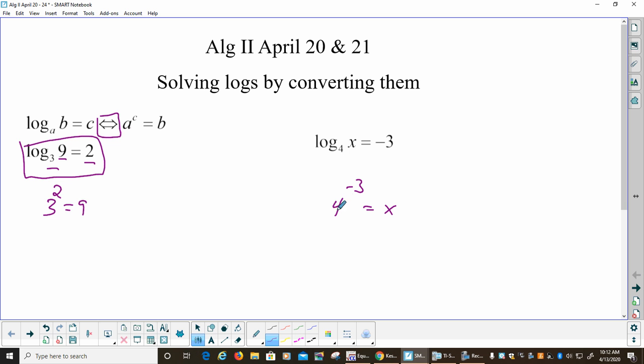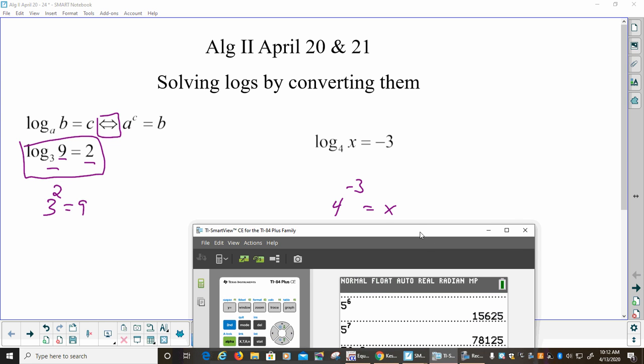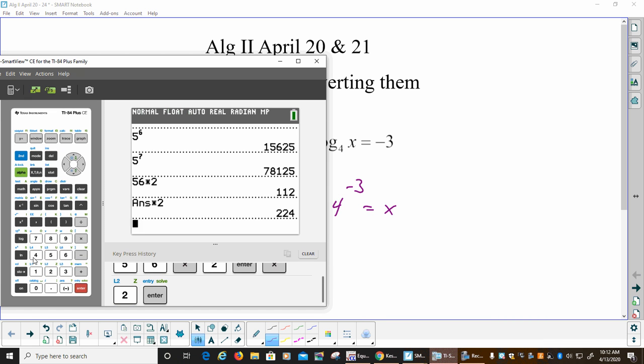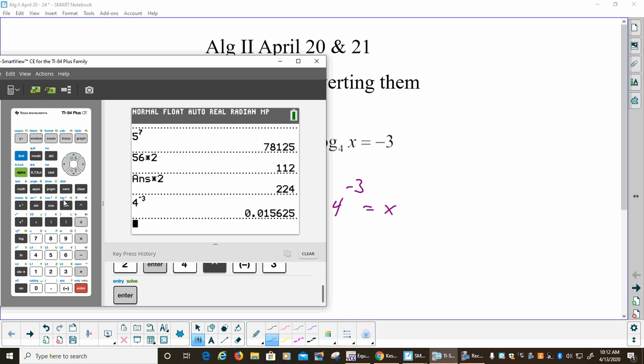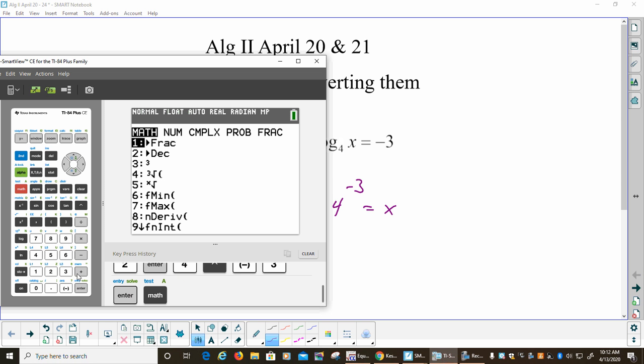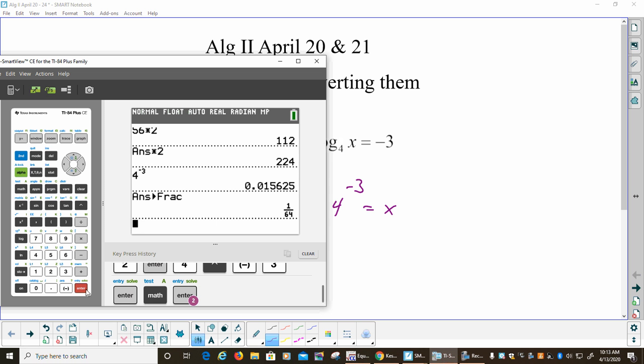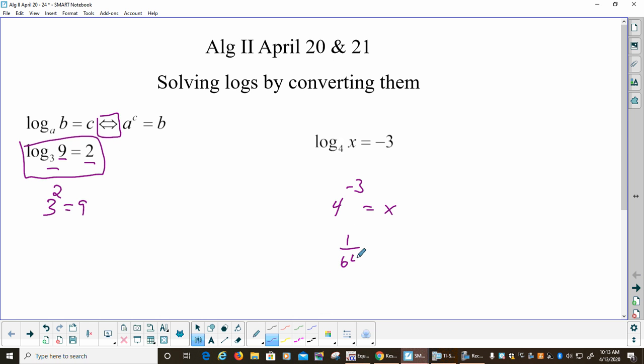So like back here, all you would do is type this in your calculator. 4 to the negative 3. 4 raised to the negative 3, enter. It gives you that. How about math? Enter, enter. 1/64. Okay? The answer to this question is 1/64. Now, if you wanted to do it manually, just to explain it, this negative exponent says take the reciprocal. So that's 1 over 4 cubed, and 4 cubed is 64. So that's 1 over 64.